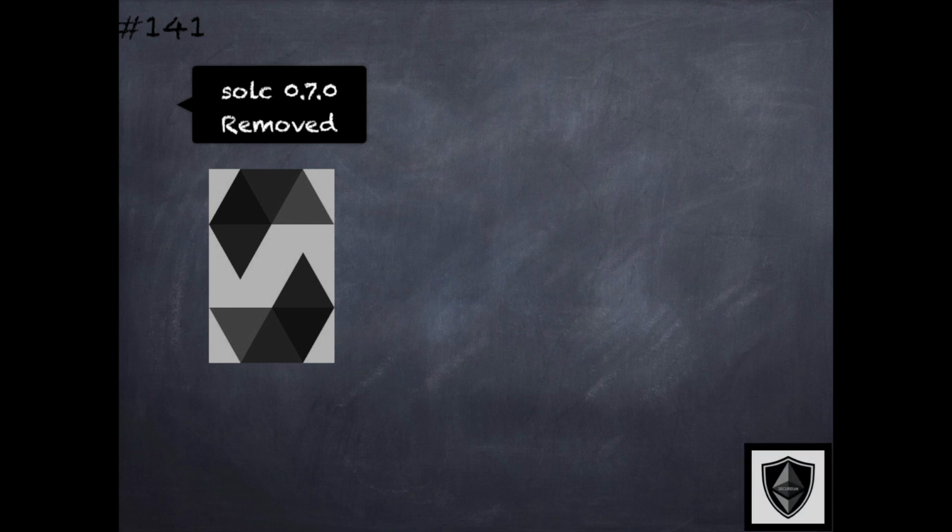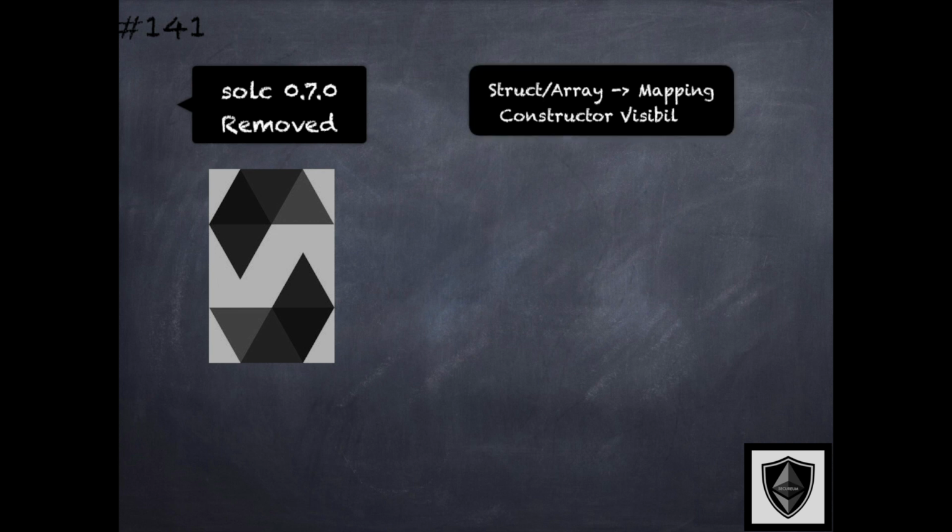This version also removed some features that were considered as unused or unsafe and therefore beneficial for security. Structs or arrays that contain mappings were allowed to be used only in storage and not in memory. The reason for this was that mapping members within such structs or arrays in memory were silently skipped, and this, as you can imagine, would be error prone.